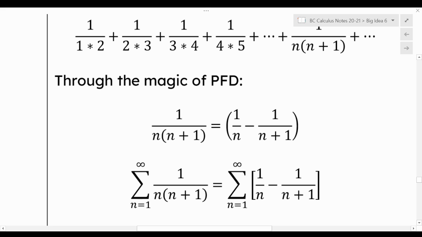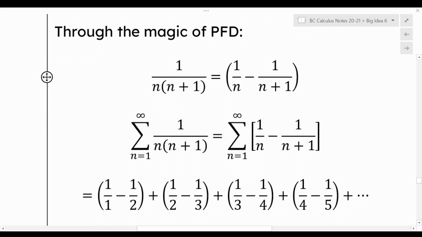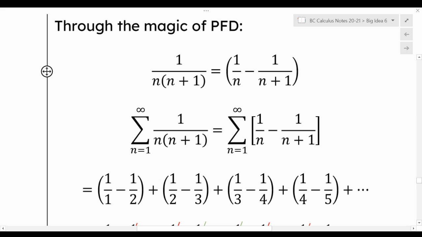Not so. Because now if we write out the individual terms using this partial fraction approach, the first term, when I plug in 1, is 1 minus a half. Then the next term, when I plug in n equals 2, is a half minus a third. And when I plug in n equals 3, I get a third minus a fourth, and a fourth minus a fifth, and so on, and it just keeps going and going. And you already notice that there are some pairs that cancel out.